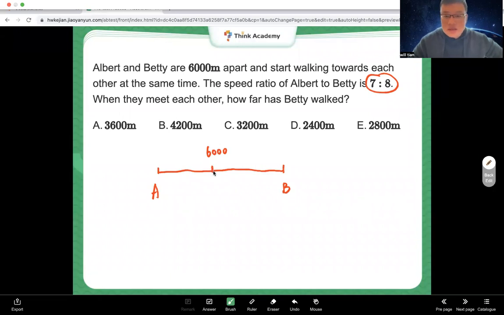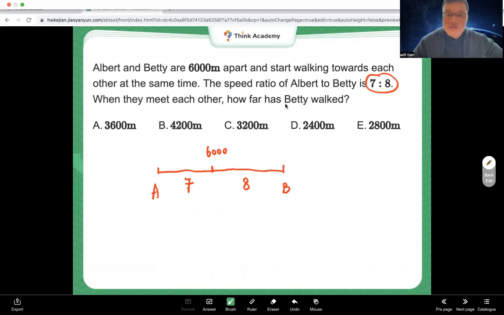So that means in the same time, Betty will travel some more distance than Albert, right? And as we know, if the time is fixed, because it's a meeting problem, that means they're going to spend the same time. When the time is fixed, the ratio of the distance is directly proportional to the ratio of the speed, right? So that means this is 7 parts and this is 8 parts.